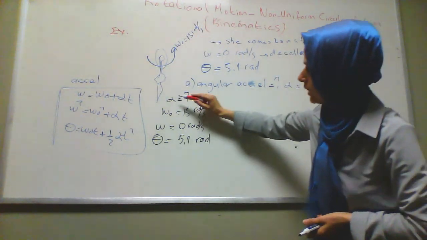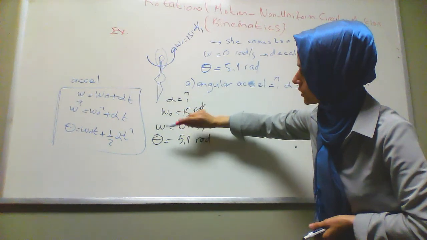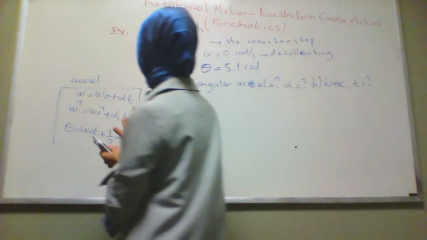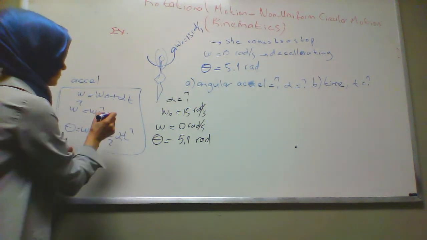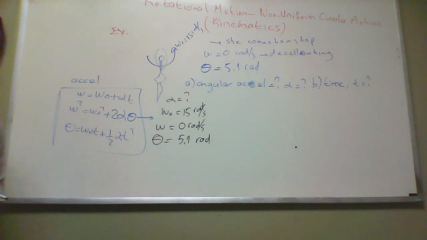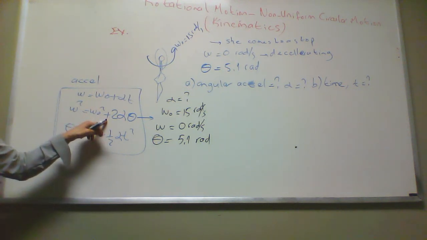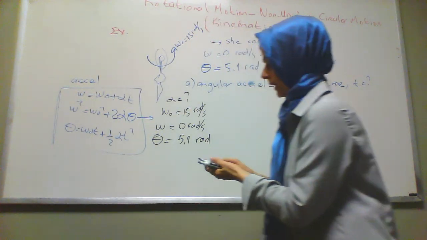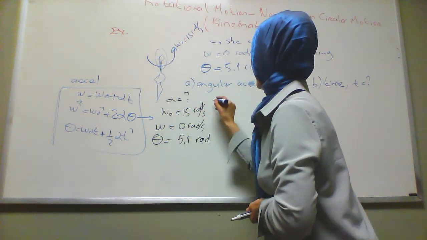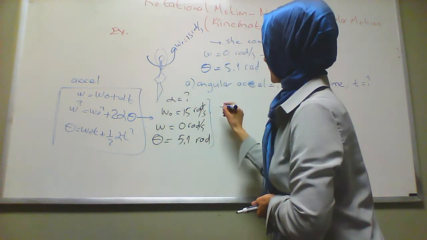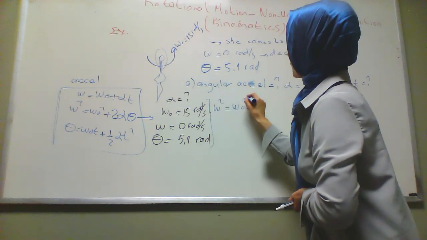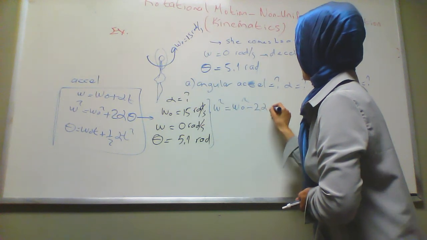So I'm interested in alpha, and I know omega 0, omega, theta. I need an equation involving these. So this is 1, this should be 2 alpha theta, which would be this equation. But I'm going to replace it with a negative here because the object is decelerating. And there you go, I have my answer. The one equation I'm going to use to solve this is final omega squared is equal to initial omega squared minus 2 alpha theta.